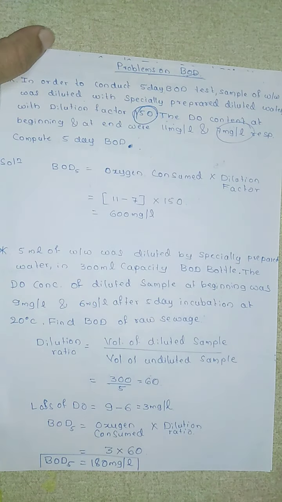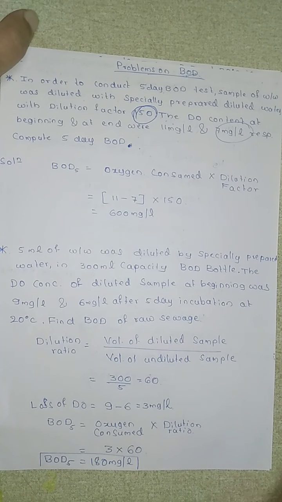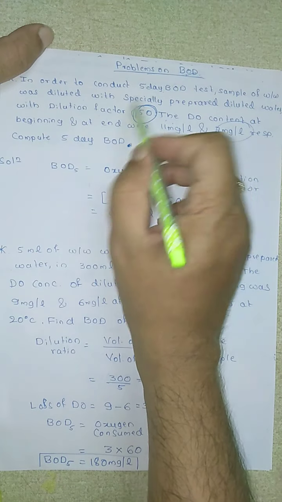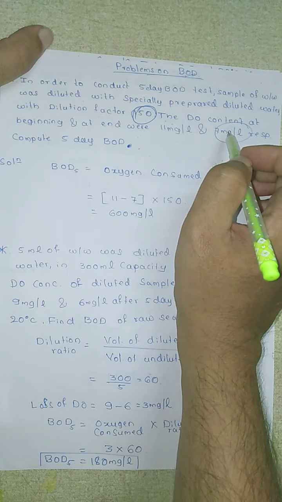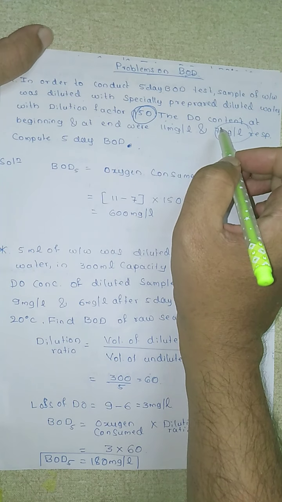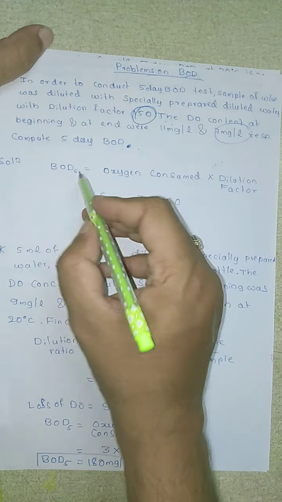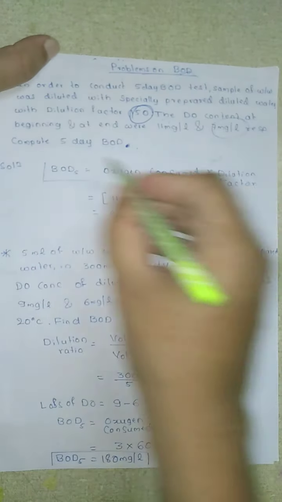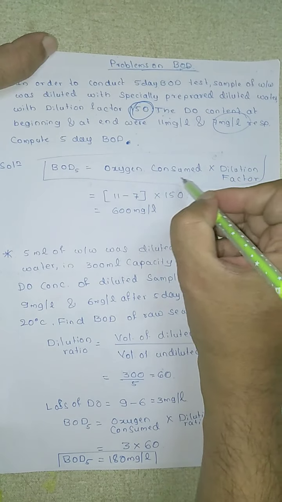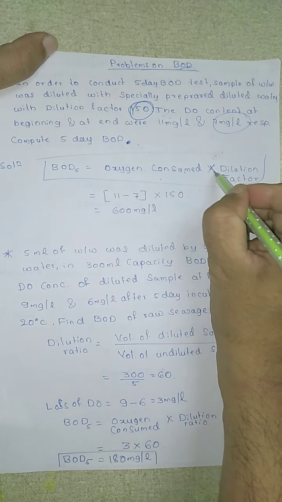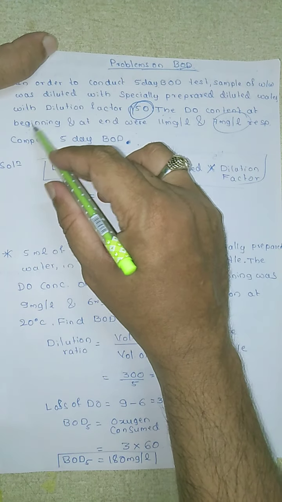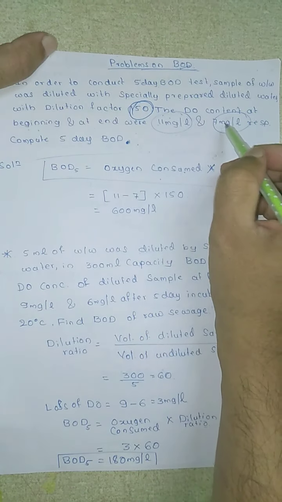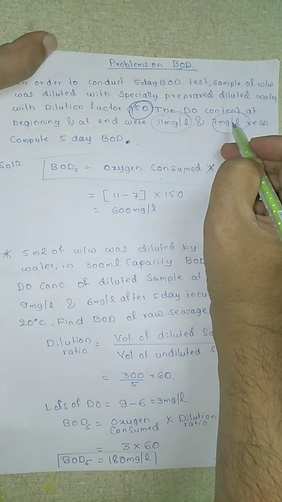What they have told in the problem is, they have taken the wastewater and it is going to be diluted with the specially prepared water having the dilution factor 150, and the DO content at the beginning and at the end were 11 mg and 7 mg per liter. Now they are telling you to determine the 5-day BOD. So the formula for determination of 5-day BOD is BOD5 equals oxygen consumed into the dilution factor. How much was the DO at the initial stage? It is 11, and at the end it is 7 mg per liter.